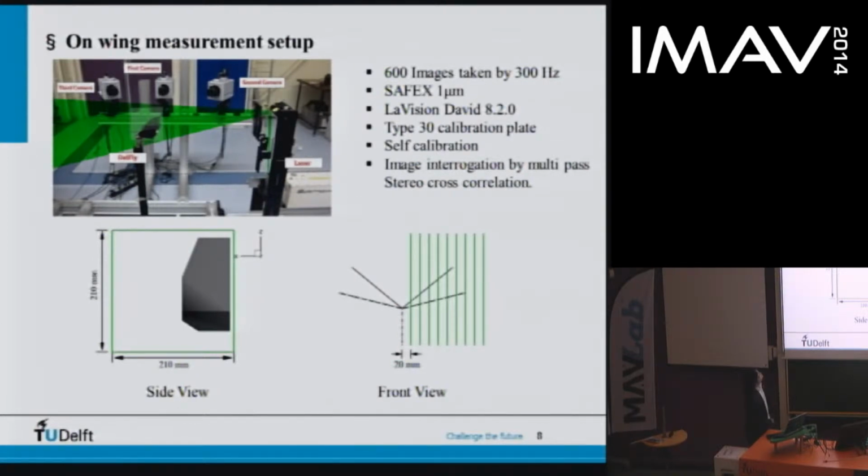This wing was painted black to decrease the reflection of the laser, and we also have 3 cameras at different positions on the side of the DelFly 2. For this third camera, we use the middle one and this one for the stereo PIV, and this one is for backup. If we lose some information there, we can find it from this third camera.